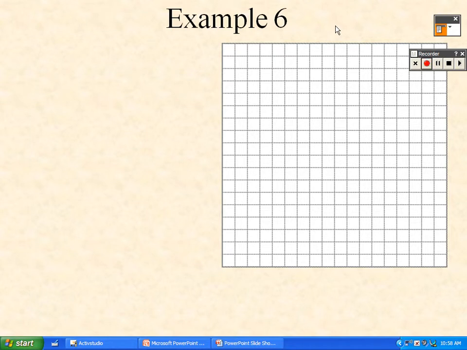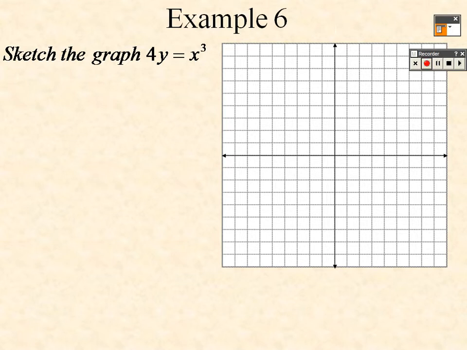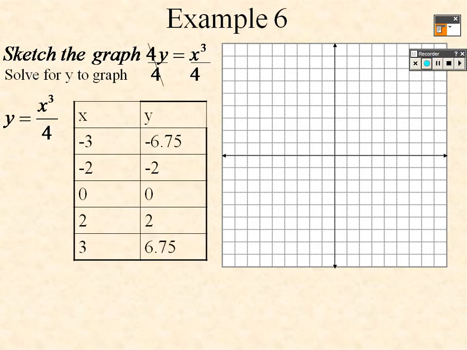So in Trig 2.2, going to take a look here at example 6. Now we're going to sketch the graph of 4y equals x cubed. So we're going to solve for y by dividing by 4, and I end up getting y equals x cubed over 4. Okay, so let's plug in some points, right?